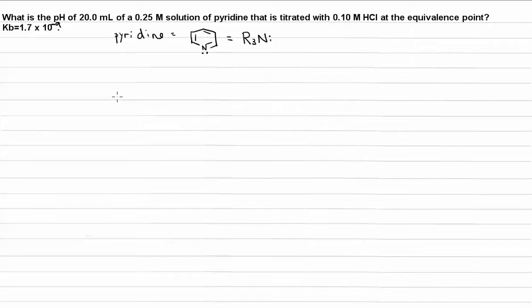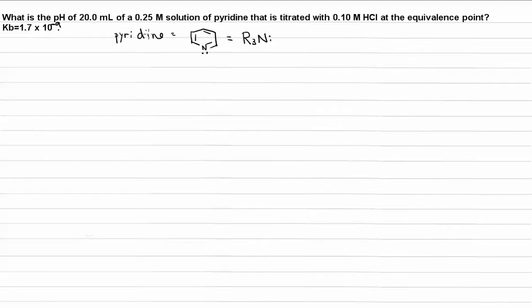Alright, in this video I'm going to be talking about what happens when you're titrating a weak base. I'm using pyridine as my weak base with strong acid, hydrochloric acid, and what is the pH when you are at the equivalence point. In my opinion, this is the trickiest kind of calculation that you have to do, and you'll see why as we go through the video.